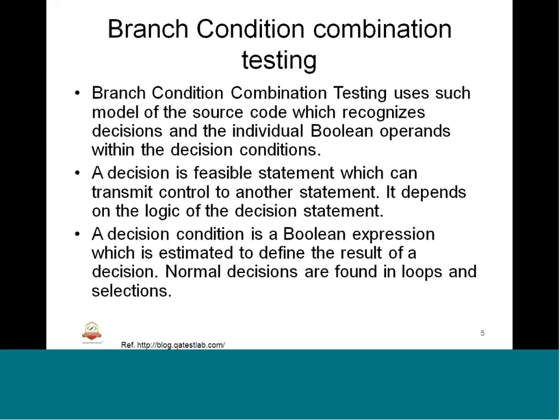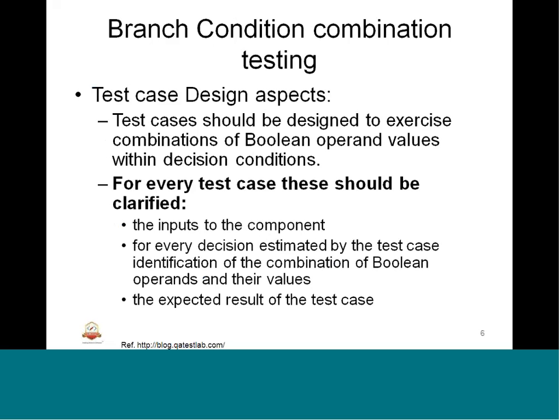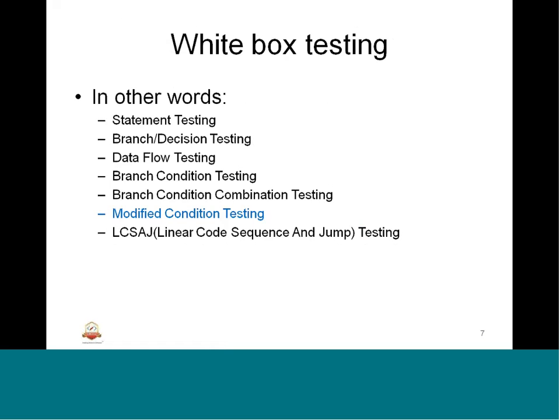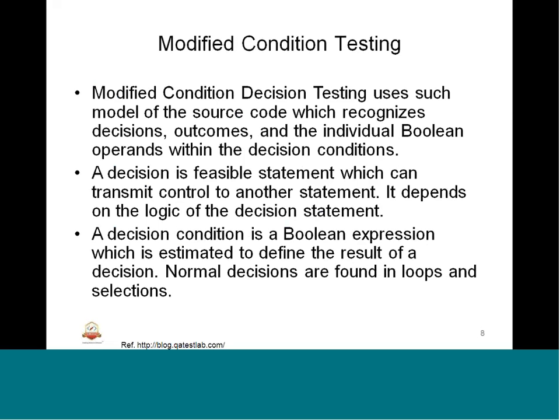The next type of testing, which is also called MCDC in the aerospace industry, is branch condition combination testing, where the testing is done on the source code, which recognizes the decisions and the individual boolean operands within the decision conditions. All the possible values that are going to be fed into the boolean operands within the decisions will be tested. So accordingly, the test cases will be designed in such a way that that independency is achieved. Then we studied modified condition testing, where the outcomes, especially the result, whatever it is going to arrive at, will be tested.